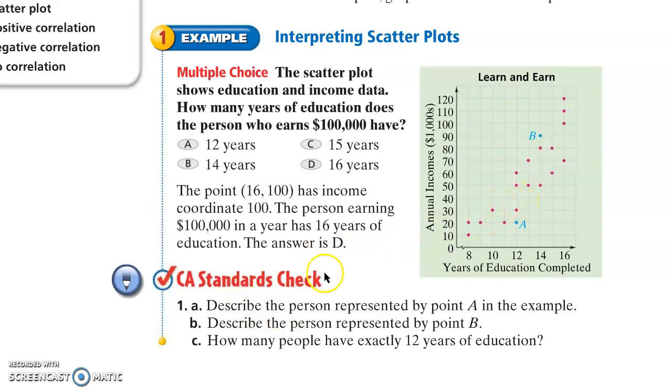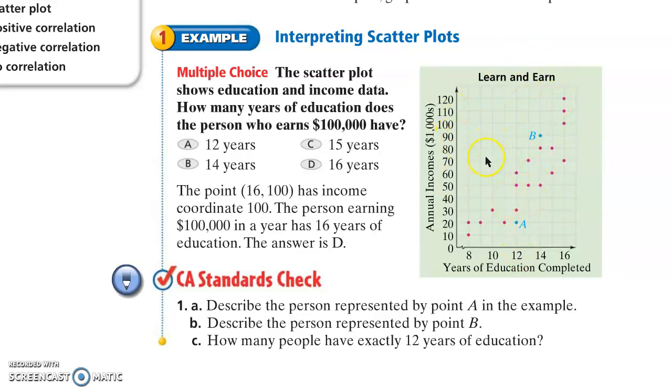So let's go ahead and describe the person represented by point A. Point A is down here. How much money did they make per year, annual income, and then how much education did they have? Well, this person made $20,000 per year and had 12 years of education. So we're assuming they graduated high school. Okay. Does that make sense?